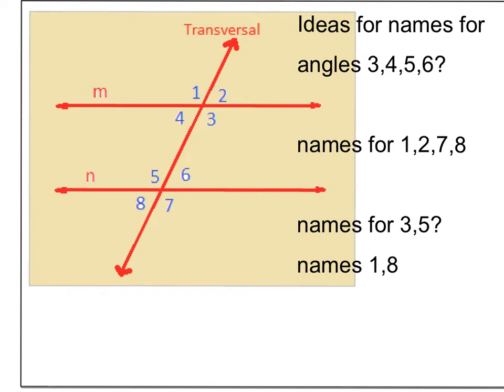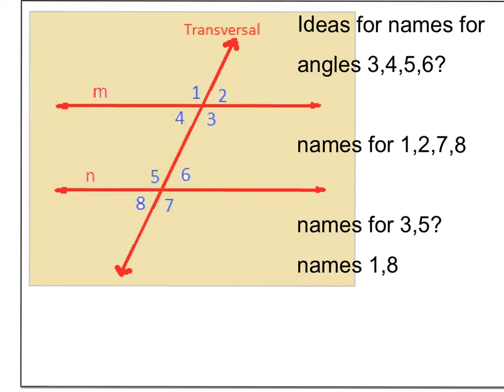Now, in reference to the angles that you see here, anytime you have two lines, M and M, and you have this other line cutting through them, we call that line the transversal. You're going to have a set of 8 angles. Now, let's start with 3, 4, 5, and 6.